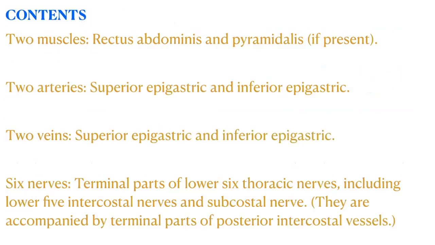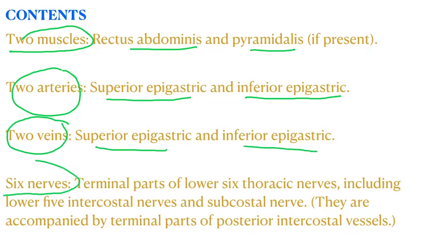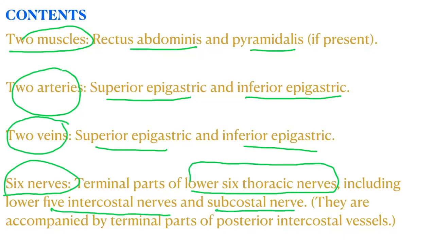Contents. Okay, contents of the rectus sheath are two muscles, rectus abdominis and pyramidalis, two arteries, right? Superior epigastric and inferior epigastric arteries. We'll discuss them in detail in the next coming classes, when we discuss the neurovascular structures of the abdominal wall. Superior epigastric and inferior epigastric veins and 6 nerves, right? Terminal parts of lower 6 thoracic nerves, including lower 5 intercostal nerves and subcostal nerve. They are accompanied by terminal parts of posterior intercostal vessels, right?